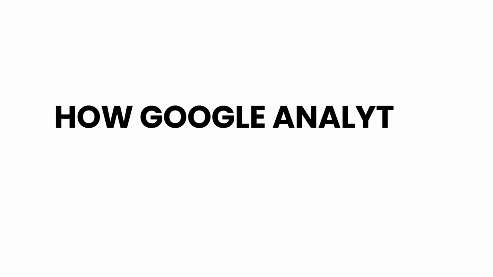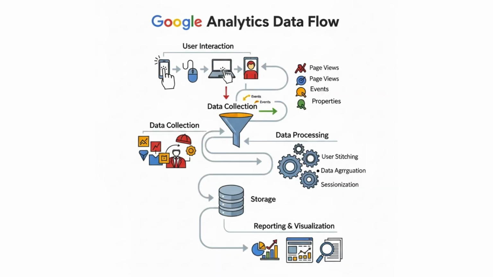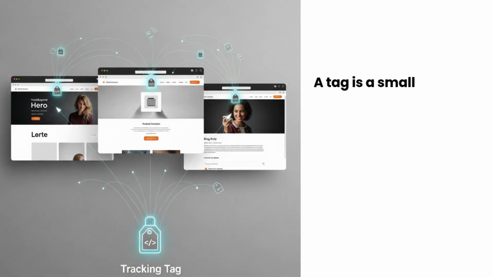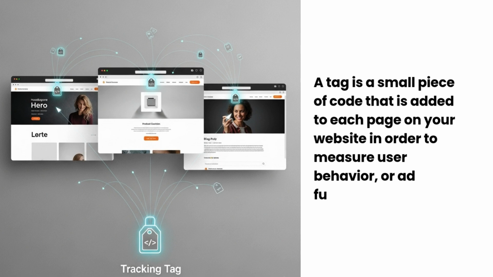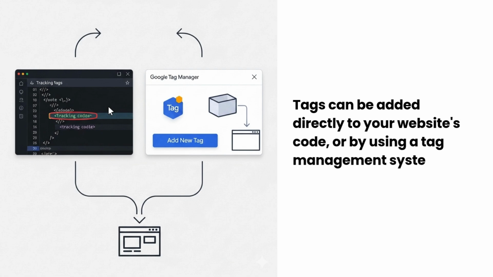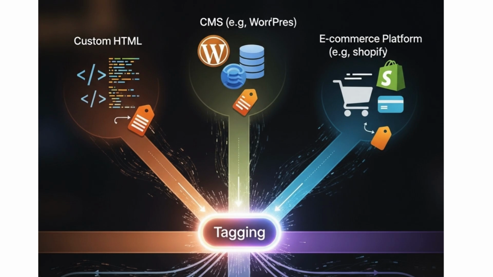Next, how Google Analytics handles data: how data flows into Google Analytics and how that data is processed to create insightful reports. To connect your website to Google Analytics, you'll need to add a tag to your site. A tag is a small piece of code that is added to each page on your website in order to measure user behavior or add functionality. Tags can be added directly to your website's code or by using a tag management system like Google Tag Manager. There are several ways to tag based on how your website is built.